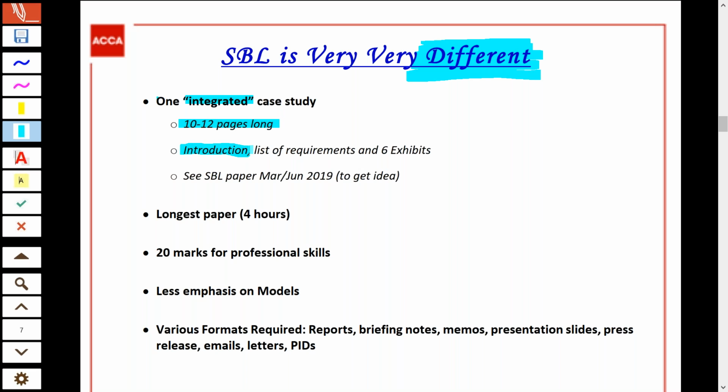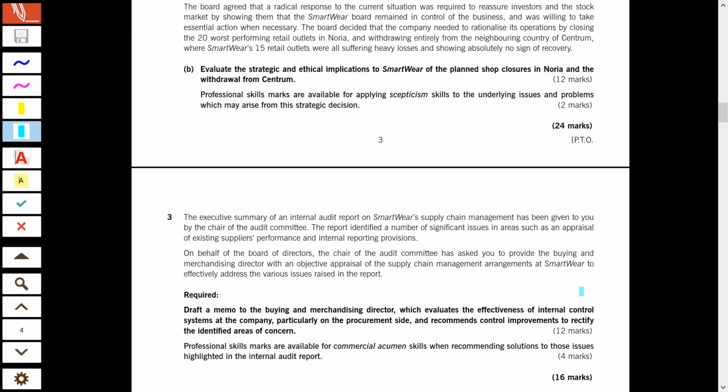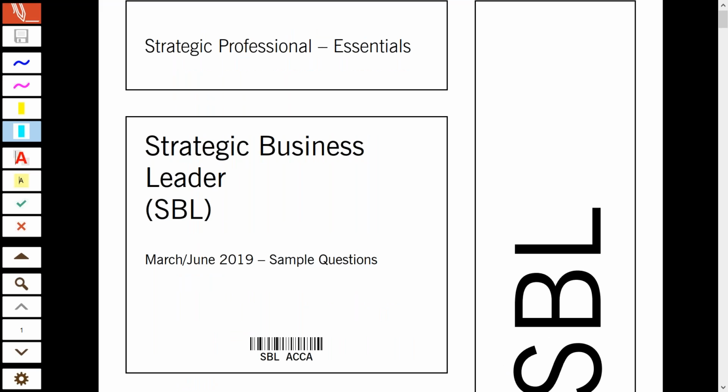There will be an introduction followed by a list of requirements, and there will be 6 exhibits. Okay, this is a very standard format, attempt after attempt. So those of you who have given SBL before are familiar with the format. But those of you who will be appearing for the first time, I thought it would be interesting to show you an actual paper of how the paper looks. So you see, this is the SBL, and this is actually the March June 2019 paper.